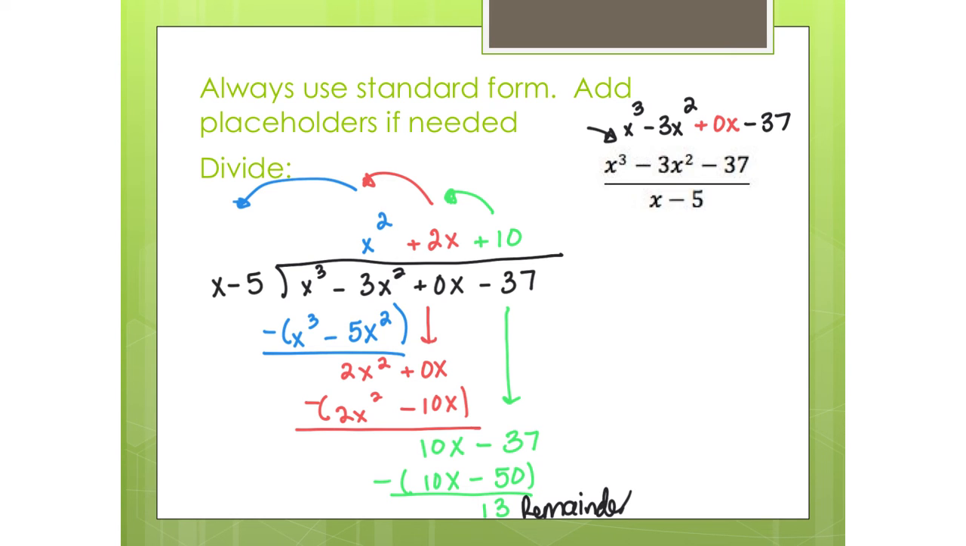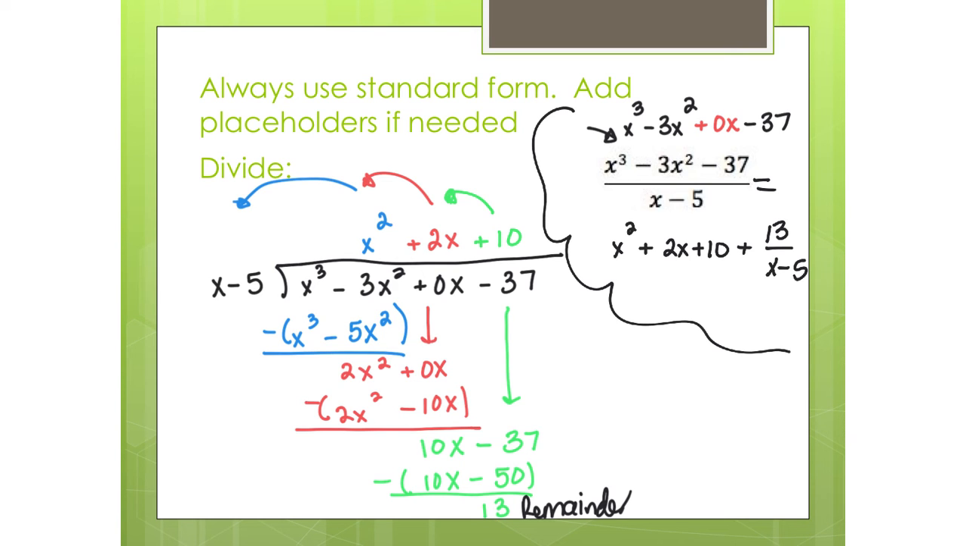So my final answer of this cubic function divided by this linear function is x squared plus 2x plus 10. And we write our remainder as a fraction over our divisor. Again, we have to make sure we always have this in standard polynomial form, adding that placeholder so that it keeps it organized.